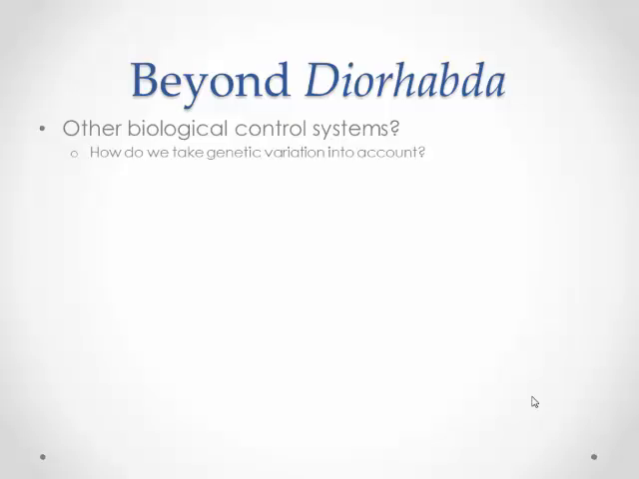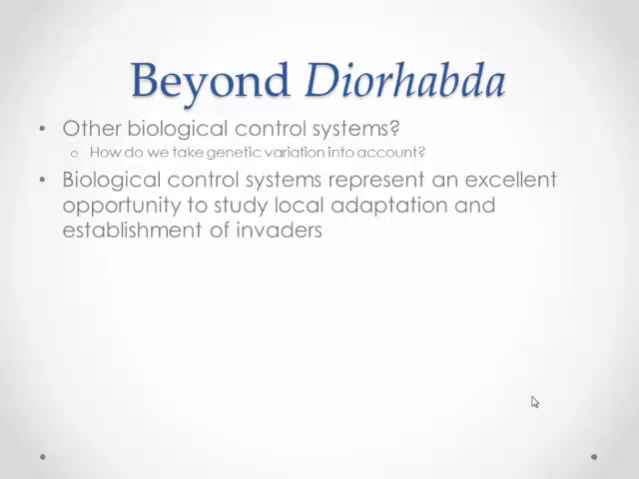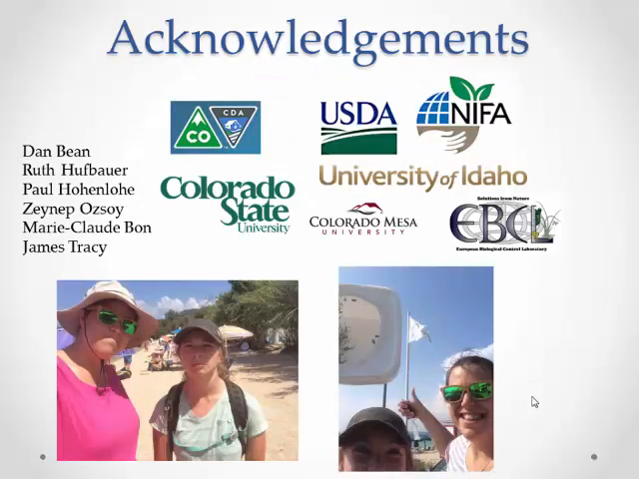As Ellen alluded to, we should have a much better grasp on how ecotypes and hybrids interact in novel environments. How do we take genetic variation into account? This is a really important question, and the theory is still out. And then biological control systems also represent an excellent opportunity to study local adaptation and establishment of invaders. This work on biological control can also inform how we understand invasive species and manage them in the future.